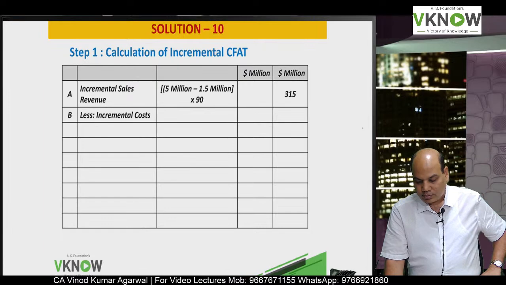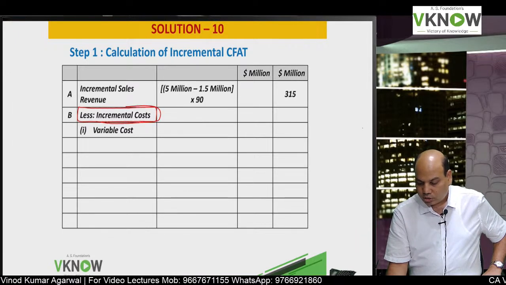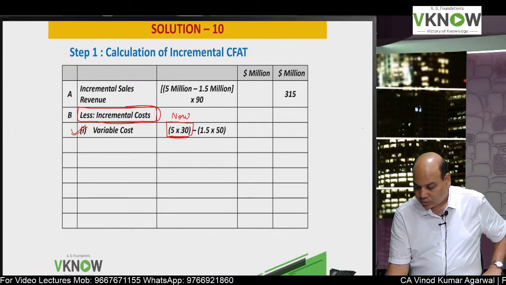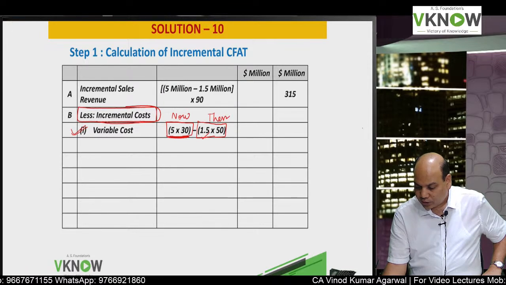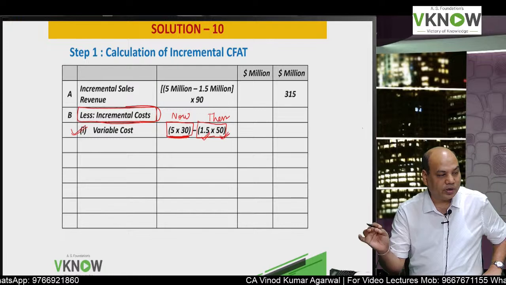Next point, less incremental cost. Cost will also go up because quantity has gone up. First write down variable cost. Now we are going to incur 5 million quantity into $30, and if I don't undertake the project, then I will incur 1.5 million units into $50. So the difference will be my increase in variable cost.